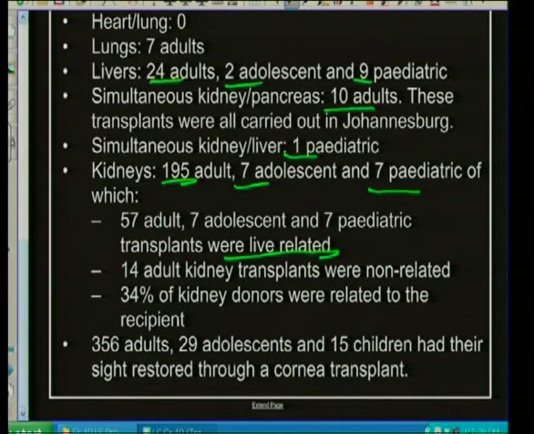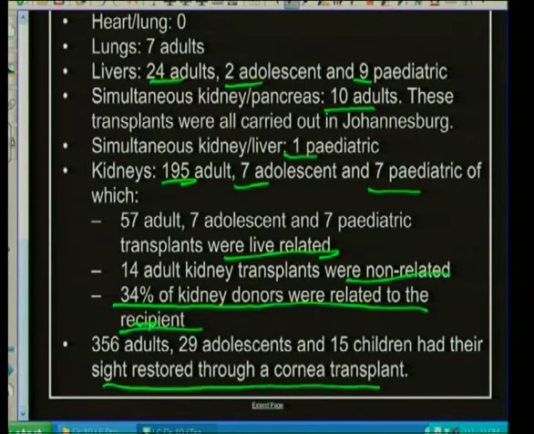14 adult kidney transplants were non-related. 34% of the kidney donors were related to the recipients. And 356 adults, 29 adolescents, and 15 children had their sight restored through a cornea transplant. So they give you a whole article that you needed to read. So this is the data provided to you.